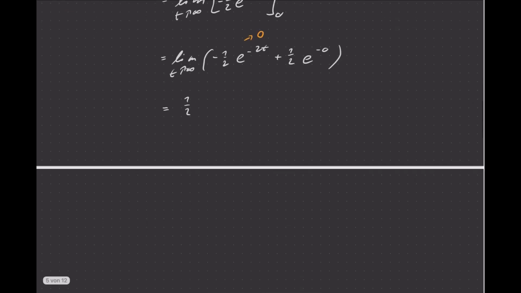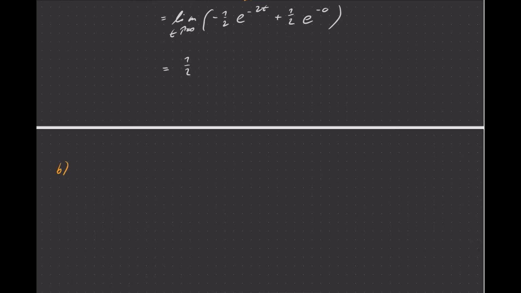One more example, part B. The integral of 1 over x squared dx. Let's see if we can also bound that one. Now again, that's the limit as t tends to infinity of the integral from 1 to t of 1 over x squared dx.